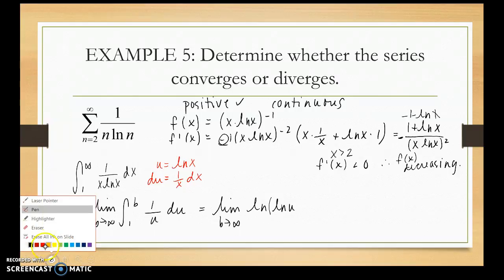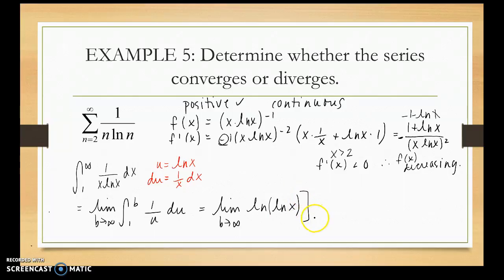Nope. It's the natural log of u, replacing u with our original ln of x, from 2 to b. So limit as b approaches infinity, natural log of the ln of b. The limit only applies to that, minus the ln of the natural log of 2.